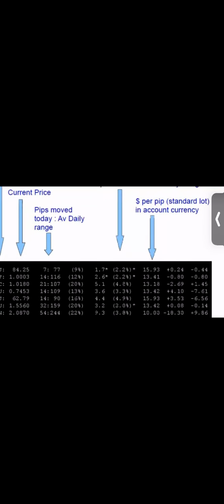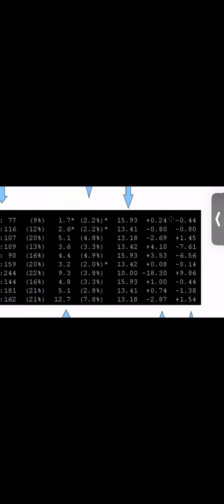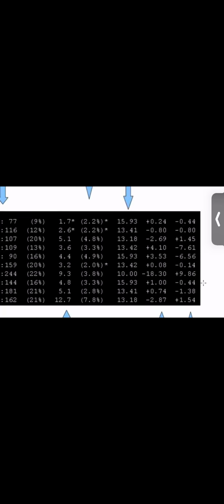Then I'm just going to jump to the last two columns first. The last two columns show the swap price for buying or selling that particular currency. If you're long on the US yen and have a trade open at 4:59 p.m. New York time, you'll get paid 24 cents per standard lot. If you're selling the US yen and have a trade open at 4:59 p.m. New York time, you will be deducted 44 cents per standard lot. So that's what these last two columns are.